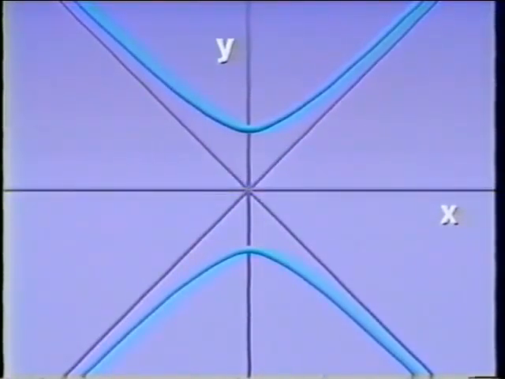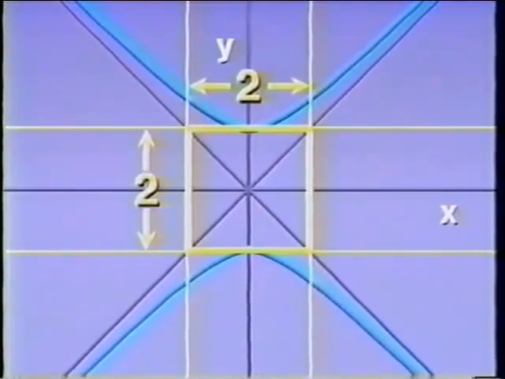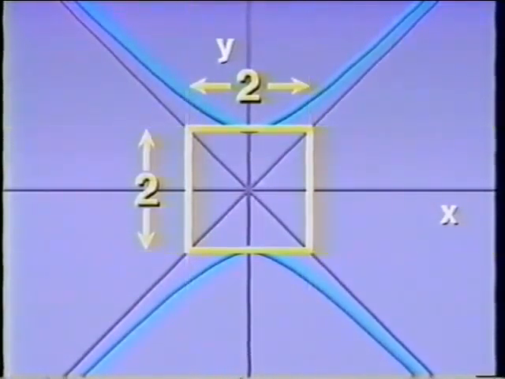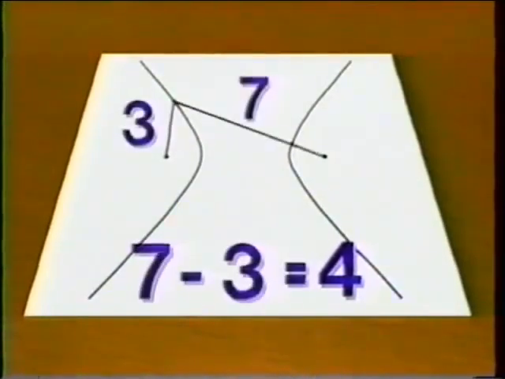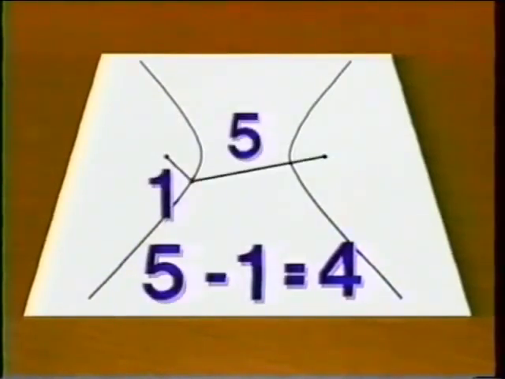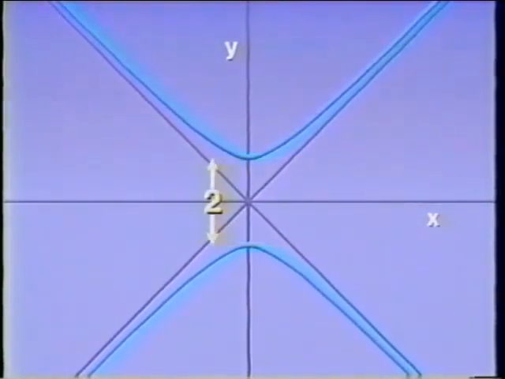We can assign a length to the two axes by constructing a rectangle that's bounded by the vertices and has the asymptotes for diagonals. In this case, the lengths of the two axes are equal. We've seen that the distances from any point to the two foci always differ by the same amount. The length of the transverse axis turns out to be equal to this constant difference.